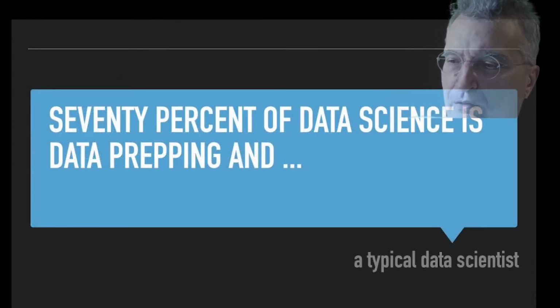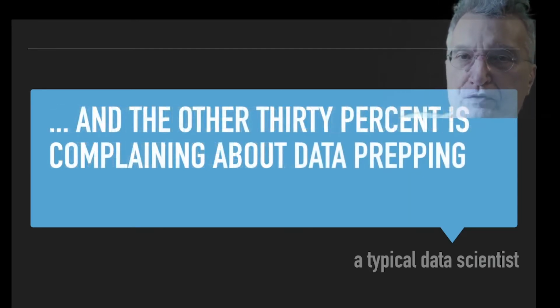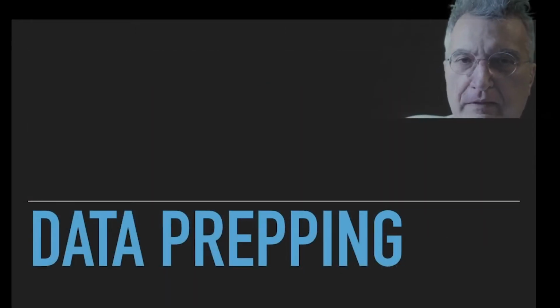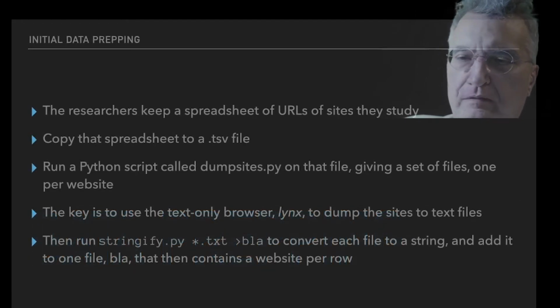Now we start with data prepping, and 70% of data science is data prepping, and the other 30% is complaining about data prepping. So I have to tell you a little bit about data prepping, which is, of course, a little bit tedious, but it's necessary. The researchers in this case kept a spreadsheet of URLs of the websites of these disability services offices that they were studying.